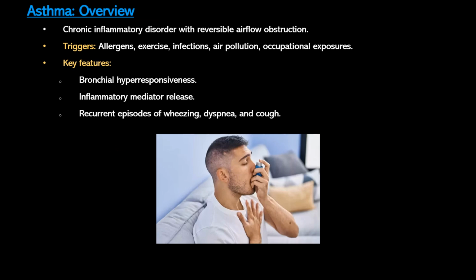Asthma is a chronic inflammatory condition of the airways characterized by reversible airflow obstruction, as well as bronchial hyperresponsiveness and inflammation. It affects individuals of all ages, often beginning in childhood or adolescence, but it can develop at any age. Some common triggers include allergens, exercise, respiratory infections, air pollution, and occupational exposures. Asthma manifests as recurrent episodes of wheezing, shortness of breath, chest tightness, and cough, often varying in intensity and frequency.